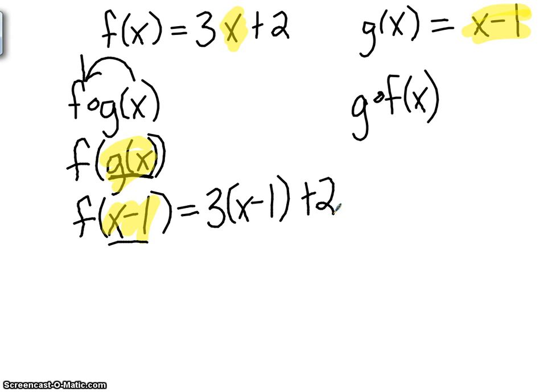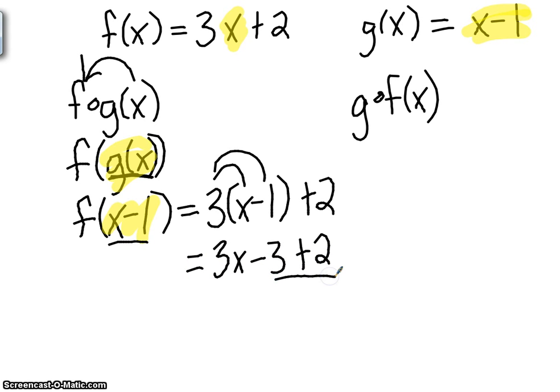Now we don't typically like seeing equations like this, and so we are expected to simplify this expression. So I'm going to start by distributing in, and so I'm going to end up with 3x minus 3 plus 2. I see some like terms here, and I get 3x. Negative 3 plus 2 would give us minus 1. And there is my composition.